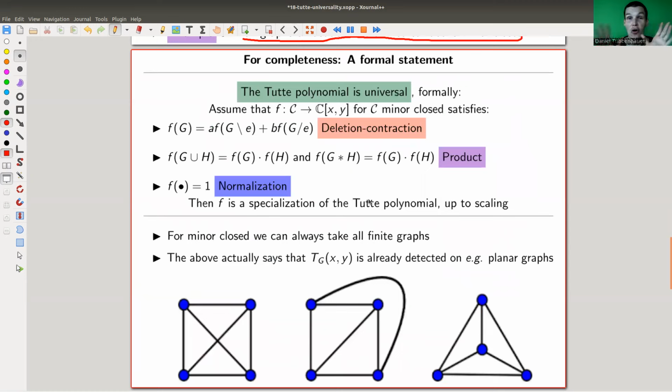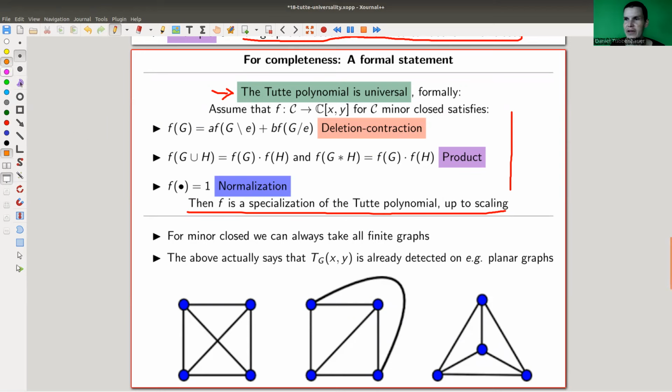So the Tutte polynomial is universal. Formally speaking, whenever you have a graph invariant which satisfies deletion-contraction, the product property, and some normalization nonsense, you can ignore the normalization nonsense, then it's actually a specialization of the Tutte polynomial up to some overall scaling. And the overall scaling is what we have seen, for example, for the chromatic polynomial as well. The chromatic polynomial is a specialization of the Tutte polynomial, and it satisfies those properties.